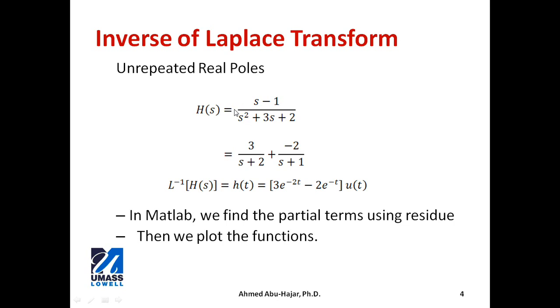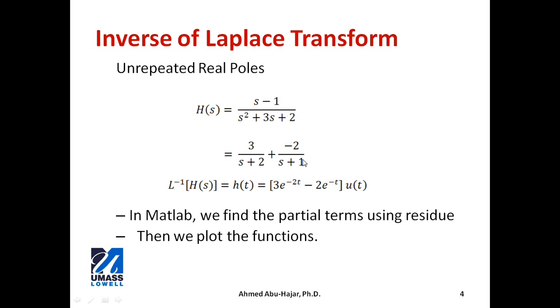Let me show you what happened here. We have this rational function broken down into two terms using the partial fraction expansion. Then I find the inverse of the first term, which will have the value 3 times e to the minus 2t, because the pole is located at minus 2, plus the value of the second term, which is minus 2, times e to the minus 1t, because the pole is located at minus 1.